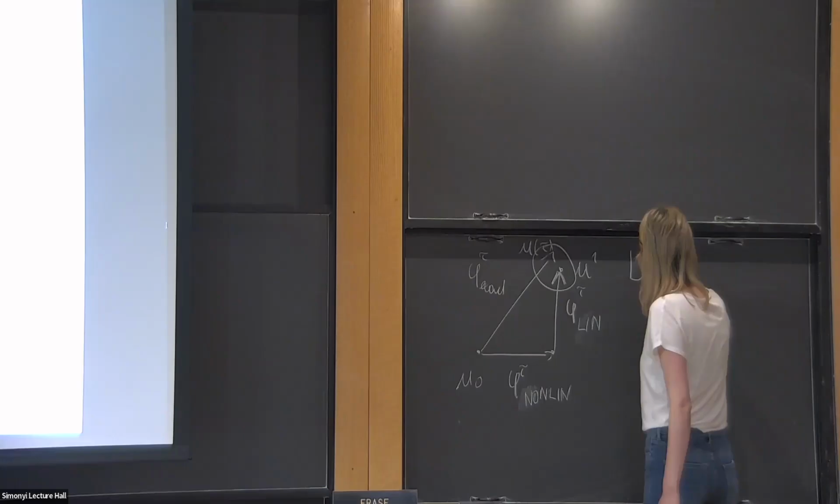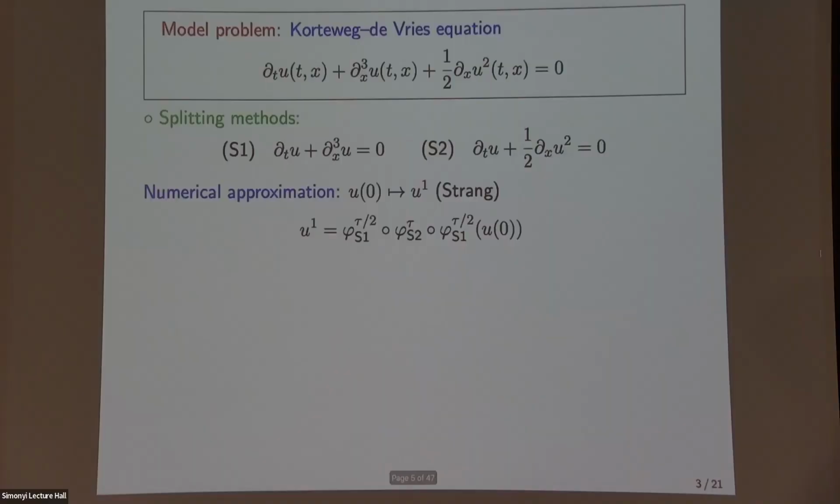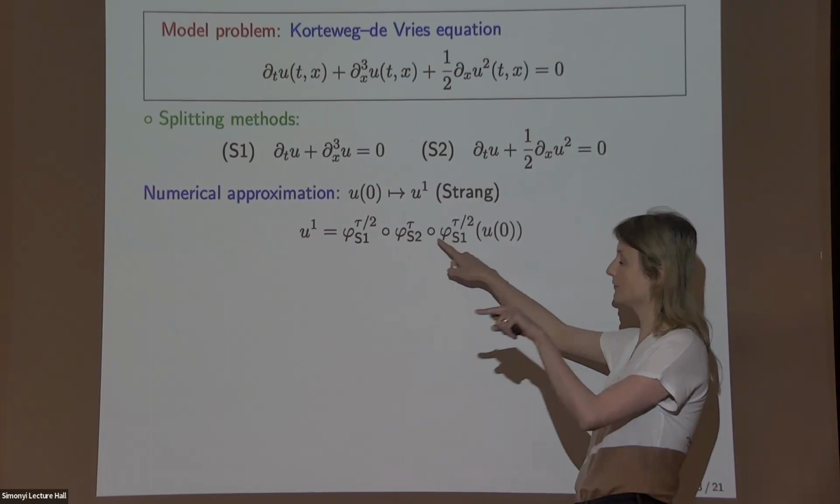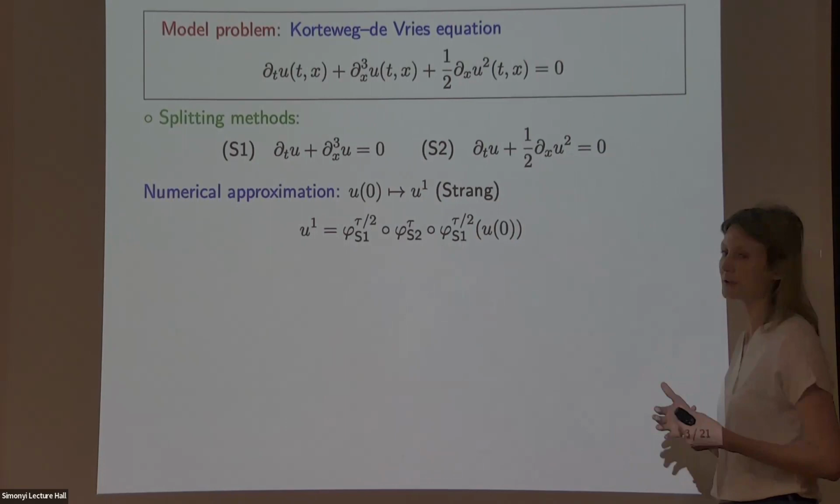Then you can also think about a symmetrized version of this, which is the so-called Strang splitting method. So the idea of the Strang splitting method is you take the initial value, you propagate it with a half time step nonlinear, then a full time step linear, and then a half step nonlinear. Okay. And then one question numerically speaking is how can I implement it?